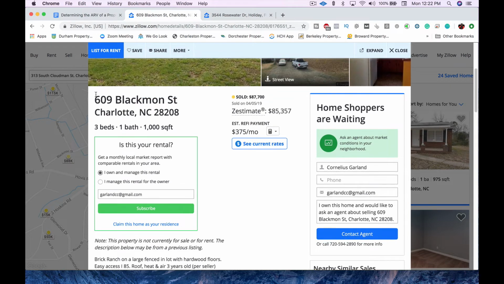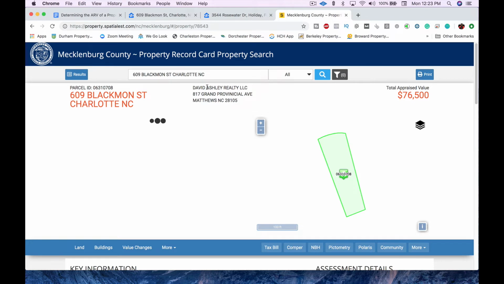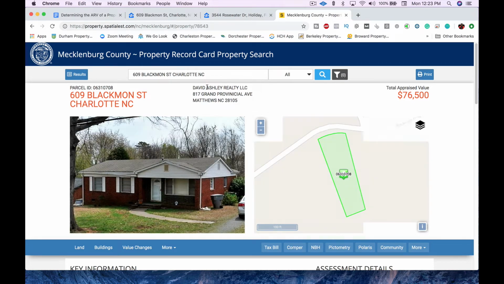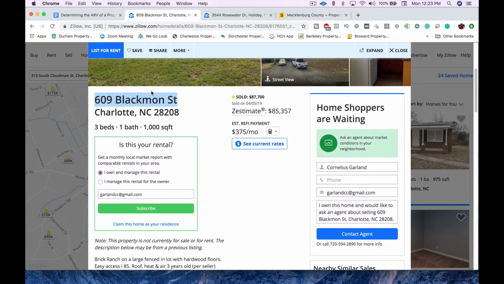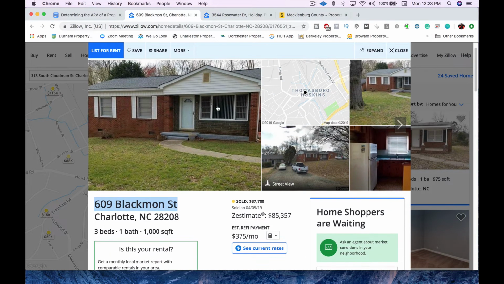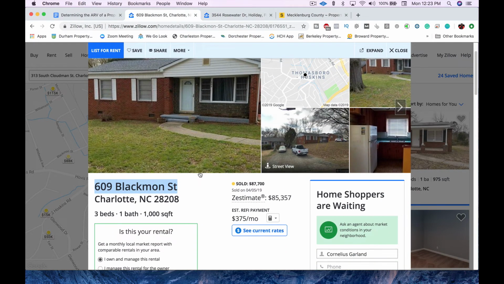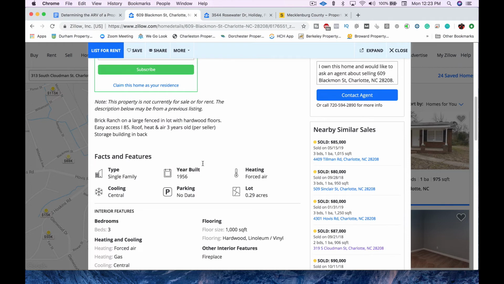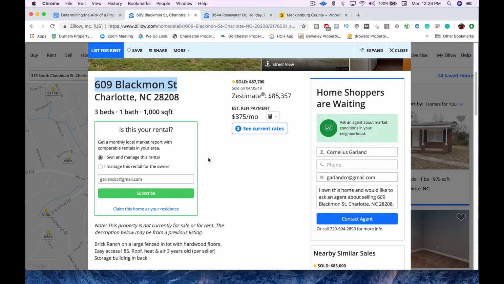Let's see if an investor bought this one. Okay, all right, we found one. We found one. An investor actually bought this property here. And because we see it's David Ashley Realty LLC. So they bought this for 87K. So ours is similar square footage. Year built is actually much higher. So I'll take that in consideration.